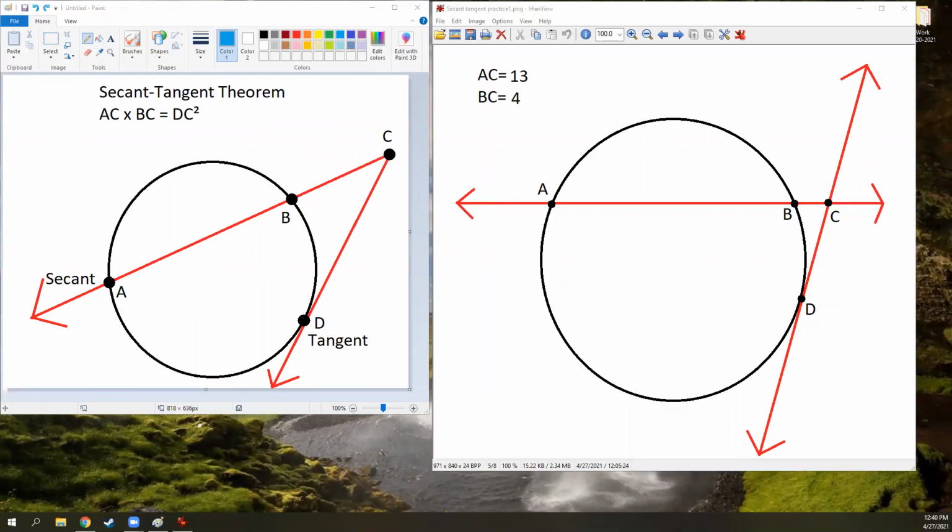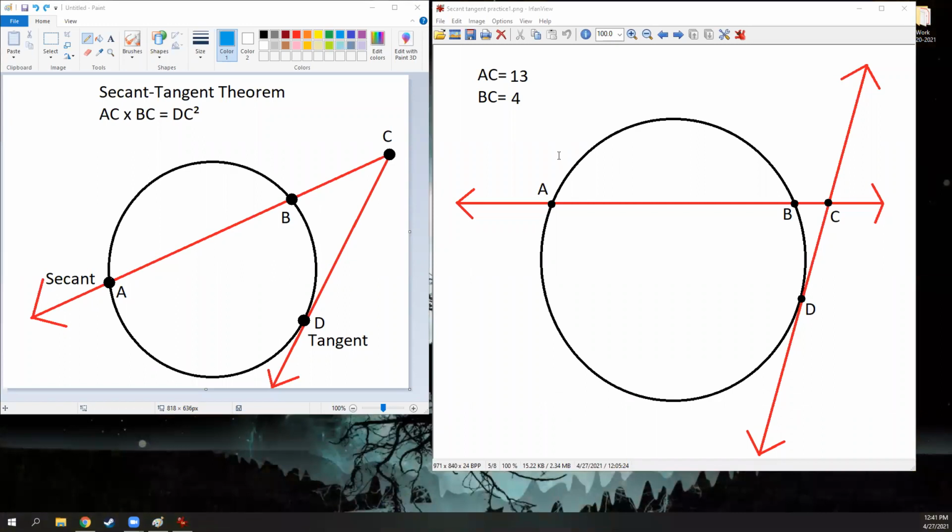Just make sure that you're paying very close attention to what letters they give you and where they are. I would suggest, personally, rewriting them. So if you got different letters, I would just ignore those letters and put A, B, C, D. Like go along the secant, A, B, C, and then go down the tangent, D. I would just label it the same way every time. And then remember AC times BC equals DC squared. But however you do it, it's up to you.